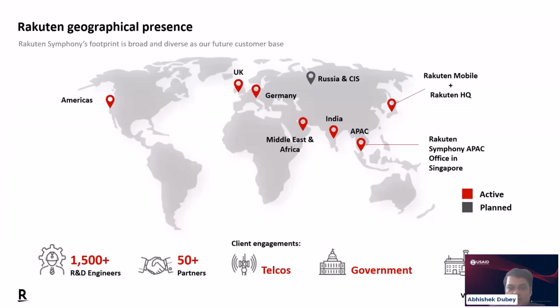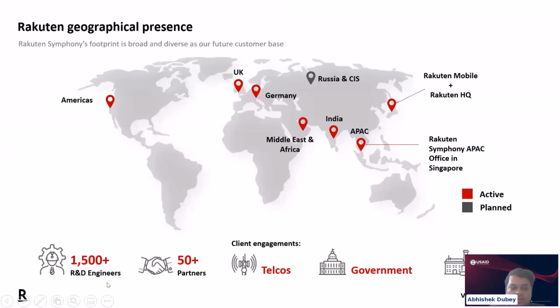As I told you, I will give you a little information about Rakuten for anyone who joined this call and doesn't know about Rakuten. We have geographical presence in multiple countries. You can see here we have presence in the Americas, US, Germany, Middle East and Africa, India, APAC, and Japan is our headquarters.